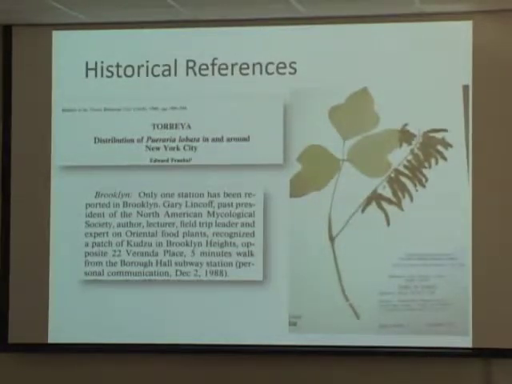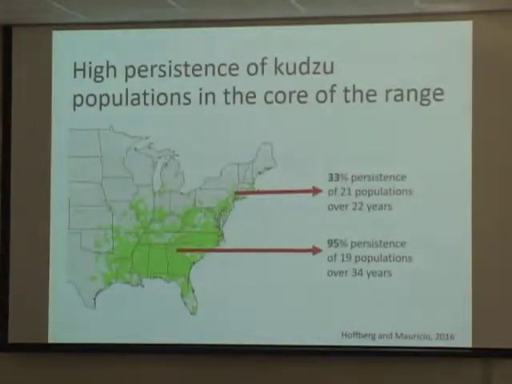And in order to compare in a different part of the range, I went to herbaria to collect specimens with specific locations that I could know I was returning to the exact same spot and check to see if there's still a kudzu population there. So when I did this, I found that in the core of the range, 18 out of 19 populations persisted over an average of 34 years. And at the north of the range, 7 out of 21 populations persisted over 22 years. So populations can and do persist for a long period of time, and persistence is a lot higher in the core of the range.